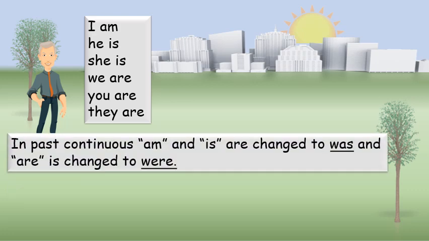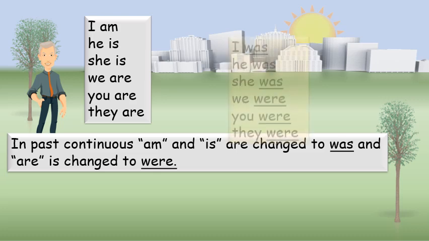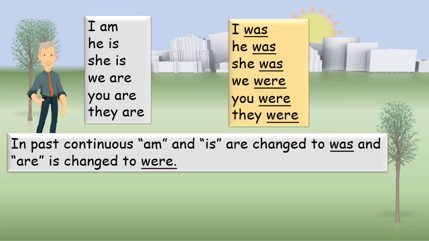In past continuous, am and is are changed to was, and are is changed to were. I am becomes I was. He is becomes he was. She is becomes she was. We are becomes we were. You are becomes you were. They are becomes they were.